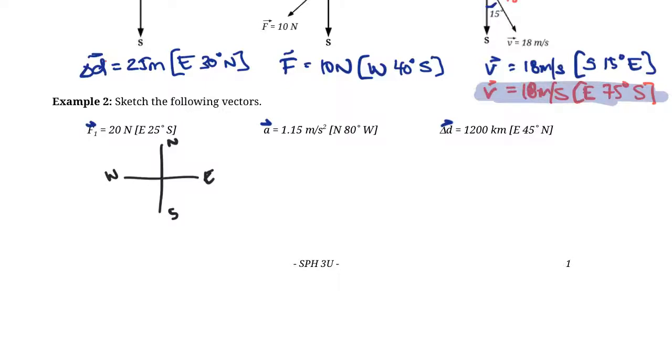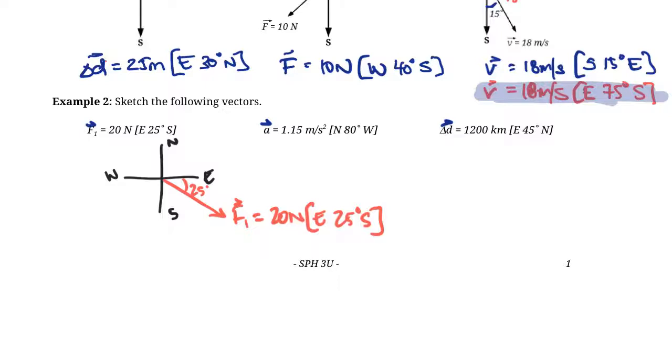So it's starting at the east, right? Starting at the east, and then we rotate sort of 25 degrees south. So it's going to be in this direction here, where this angle is 25 degrees. And we can label that vector. This is F1 is 20 newtons east, 25 degrees south. You're going to run out of space for these other ones. So for this one, for example, you don't necessarily need to draw this compass every time if you can sort of picture it in your head.